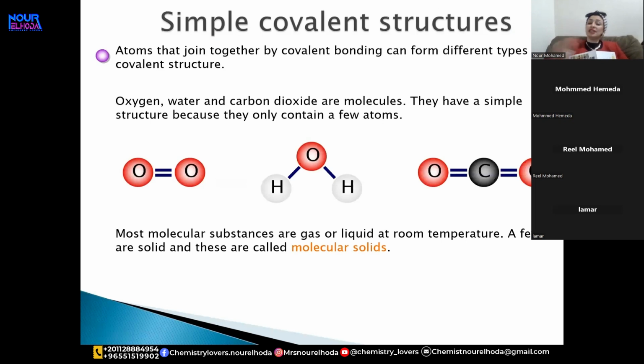All these simple covalent compounds, what are the properties for them? Of course these are physical properties. All of them don't conduct electricity because they don't have mobile ions or mobile electrons. They are insoluble in water. They are having low melting and boiling points. How will the question be in the exam? He's going to ask you why oxygen has a low melting and boiling point? Why water has a low melting and boiling point?